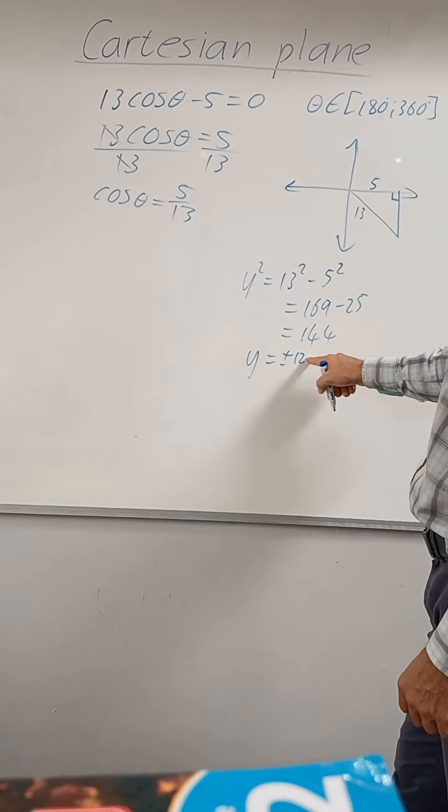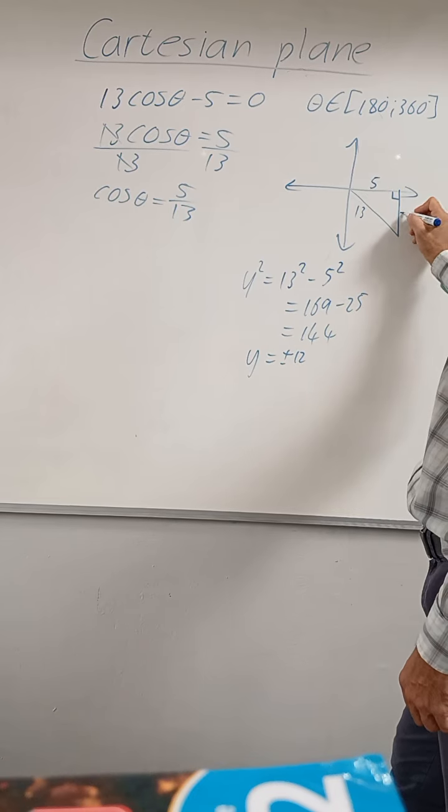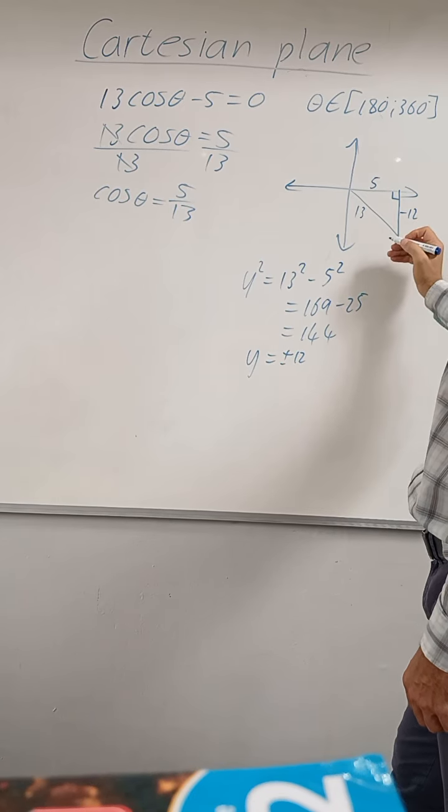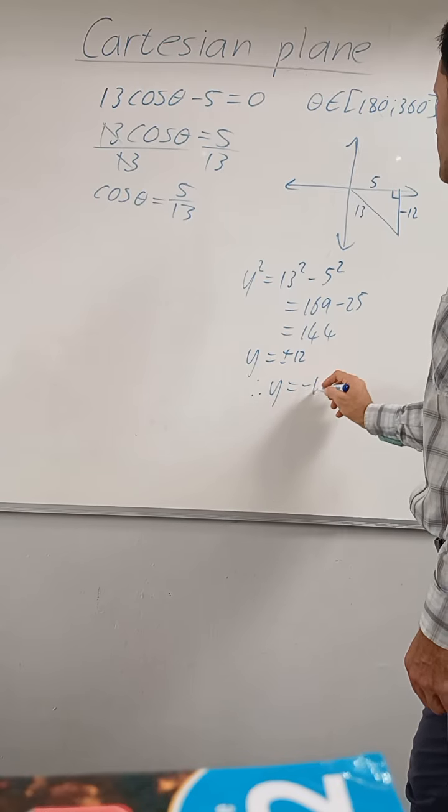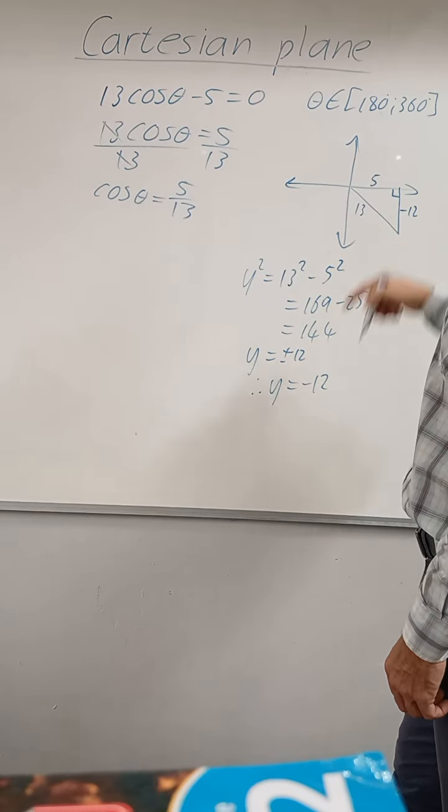Okay, so what are we going to use, the plus or the minus? Obviously the minus, because we're going down. So the right one would therefore be y equal to negative 12.